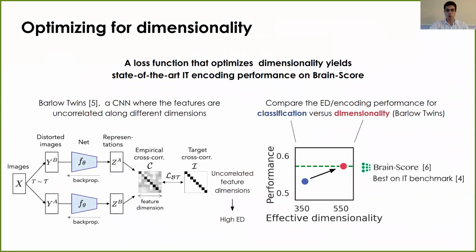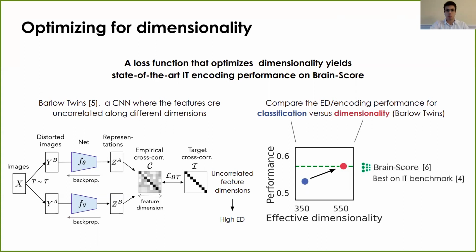Now, finally, we want to see whether or not this relationship could help us identify better models of visual cortex. In other words, if we directly optimize for dimensionality, do we end up with better encoding performance? To test this, we used a recent self-supervised CNN called Barlow Twins that yields high dimensional representations. During training on the left, it's given 2 different views of the same image, for instance, 2 different crops, and a loss function then encourages the outputs for these different views to be similar, as in contrastive learning. However, it also encourages different dimensions in the output to be uncorrelated, leading to high dimensionality.